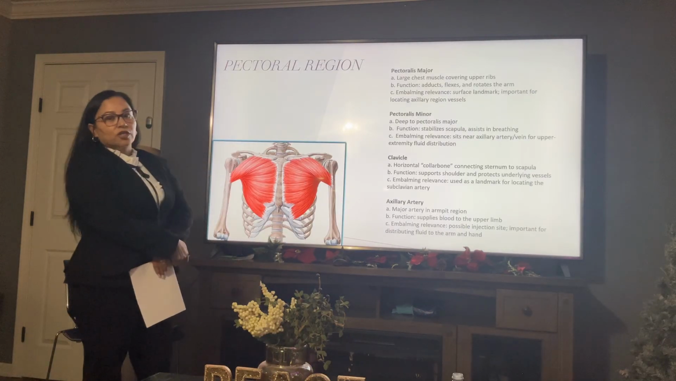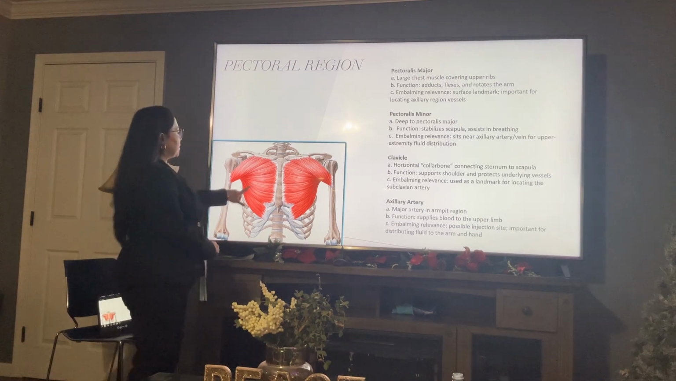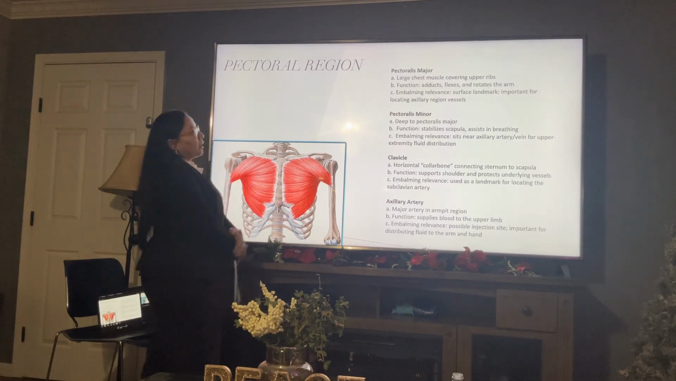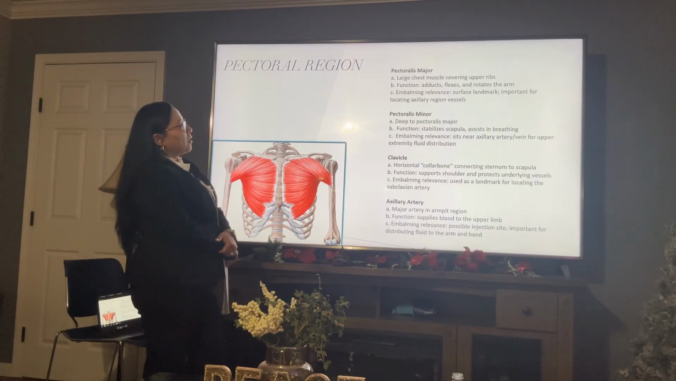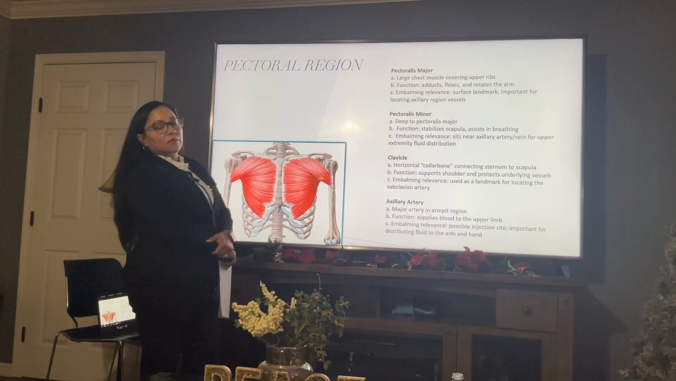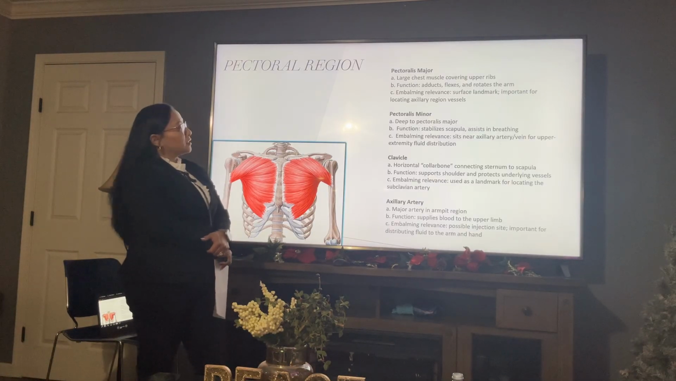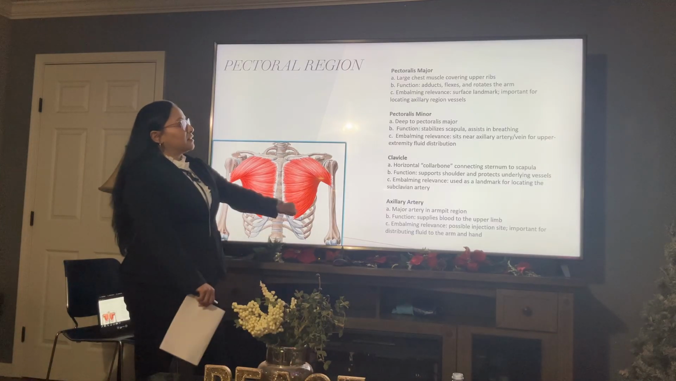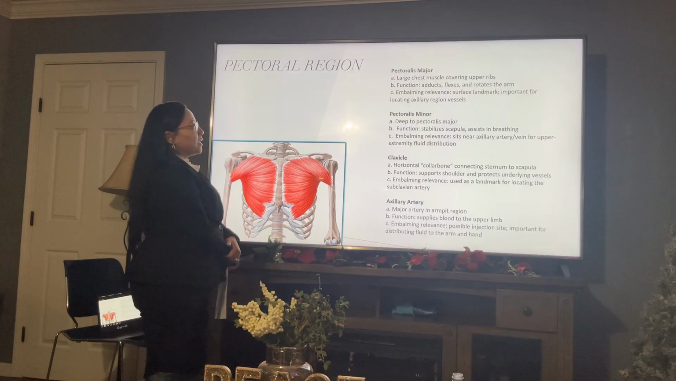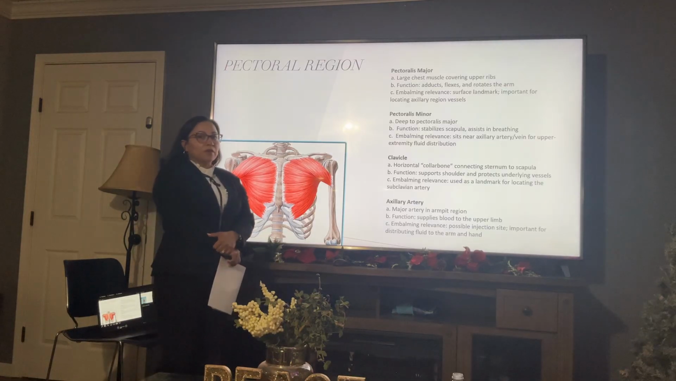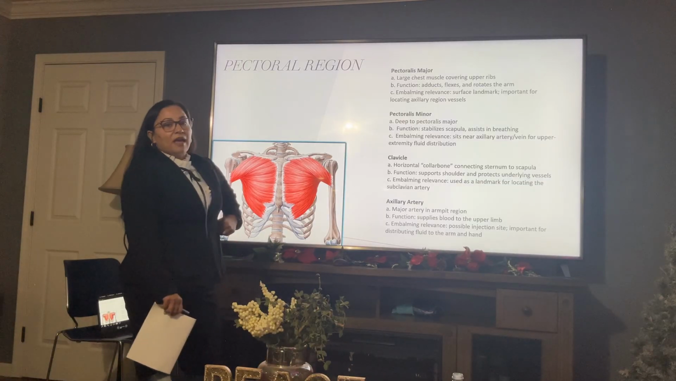The first structure I will be talking about is the pectoral region. This is the pectoral region. The pectoralis major is the largest chest muscle covering the ribs. The function is adduction, flexion, and rotation of the arm. The embalming relevance is surface landmarks, important for locating the axillary region vessels.